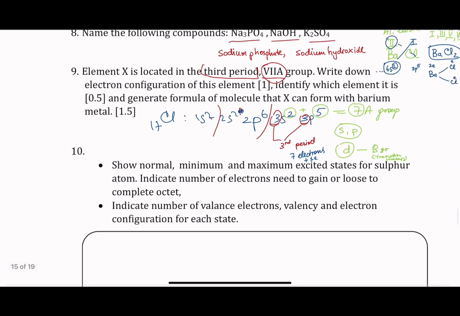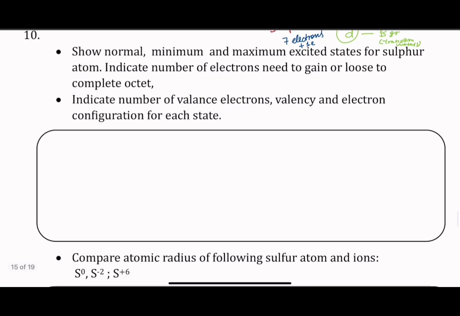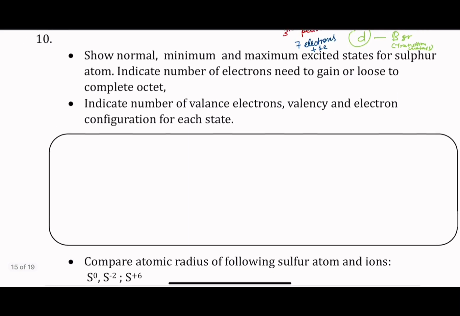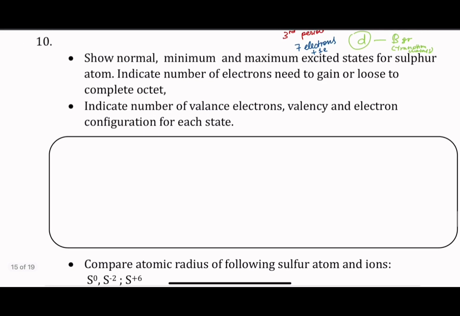Now that's question 9. So we're in question 10. It's asking us to write the normal, minimum, and maximum excited states for sulfur. Indicate the number of electrons to gain or lose to complete the octet. Okay, so sulfur, first of all, has atomic number 16. That's what we know. The electronic configuration ends with 3s2 and 3p4 if you write it down.